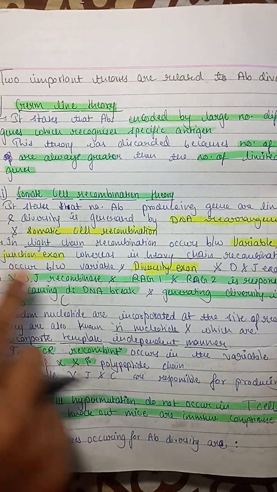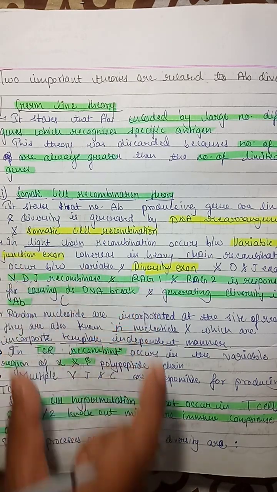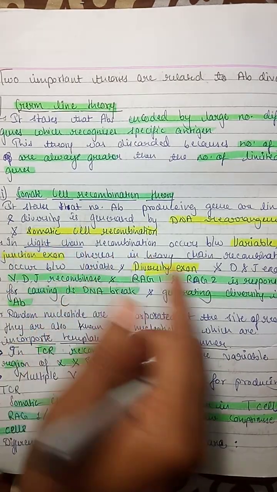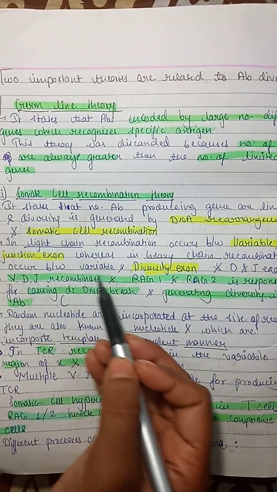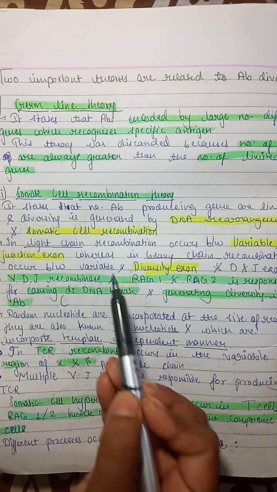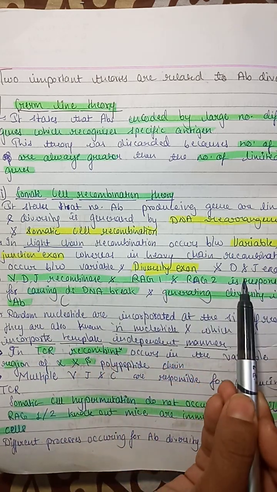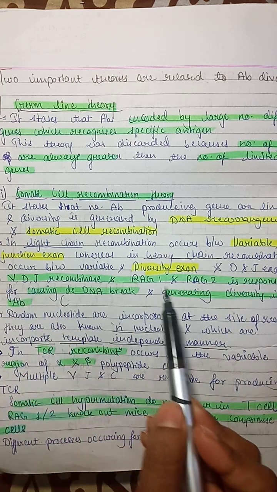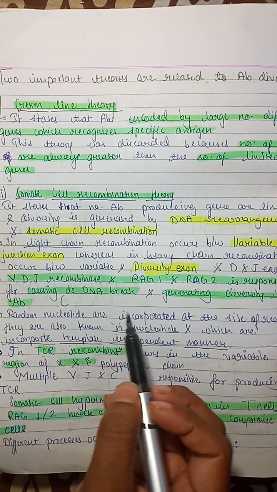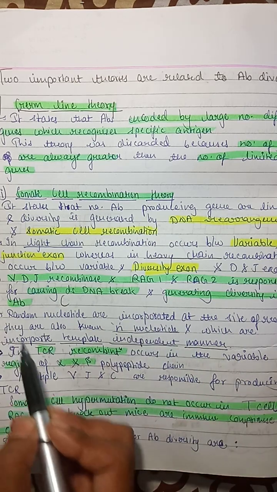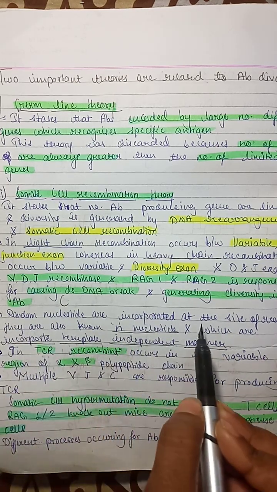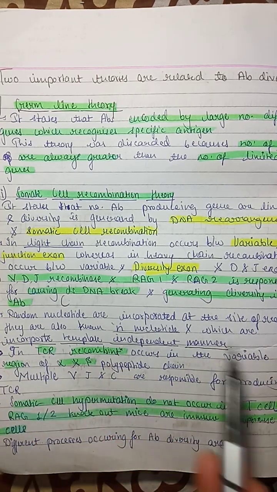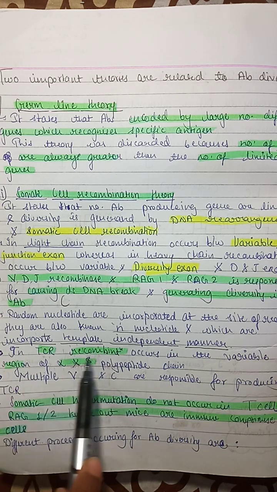What we saw previously in diagrammatic form is written here in theory form: in the light chain, recombination occurs between the variable and junction exons, whereas in the heavy chain, recombination occurs between the variable, diversity and junction exons. VDJ recombination and RAG1 and RAG2 are responsible for causing double strand breaks and generating diversity in antibody. Random nucleotides are incorporated at the site of recombination. These are also known as N nucleotides, and they are incorporated in a template independent manner.